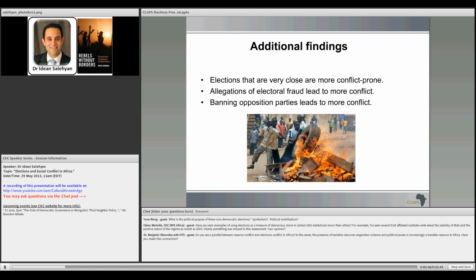Here are some additional preliminary findings. Again, this shouldn't be any surprise, so I'll just breeze through this relatively quickly. Very close elections tend to be more conflict prone. These are elections in which the margin of victory is quite narrow. Allegations of electoral fraud and banning of opposition parties. So again, these undemocratic practices during elections tend to be associated with more conflict.